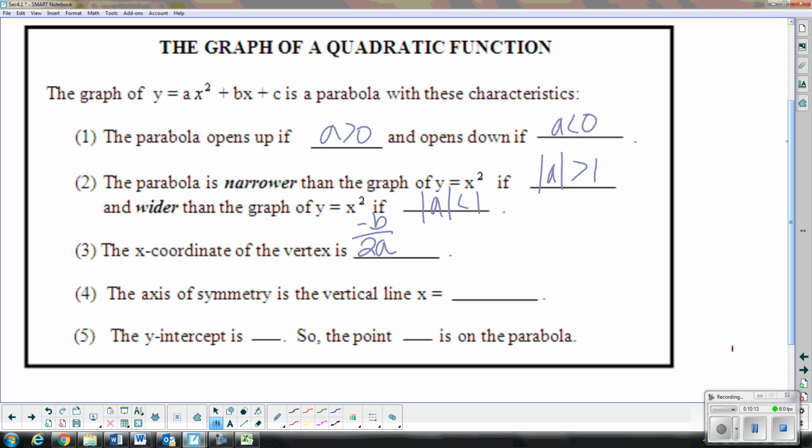And then the axis of symmetry is the vertical line, and again, it goes through the x-coordinate of the vertex. So it's the vertical line x equals negative b over 2a. The y-intercept is going to be your c value. So the point 0, c is always going to be on your parabola.